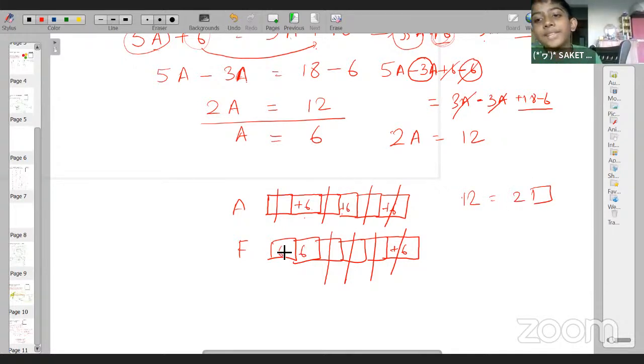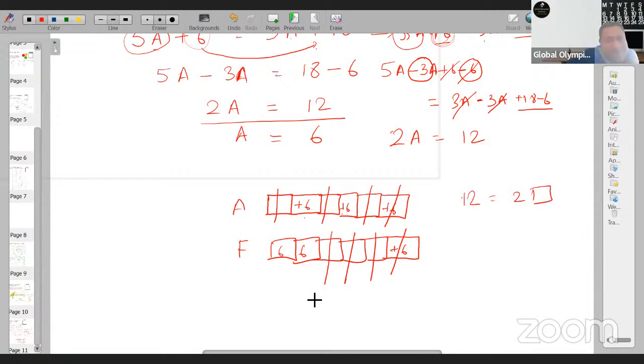So one box equals 6, and that one box in the beginning, Arjun, was 6. Oh, this is much easier. Understood? It is the same thing we did in the equation, but I'm just doing it in a visual way, using a bar model. Okay? All right. Now let's do the next one.